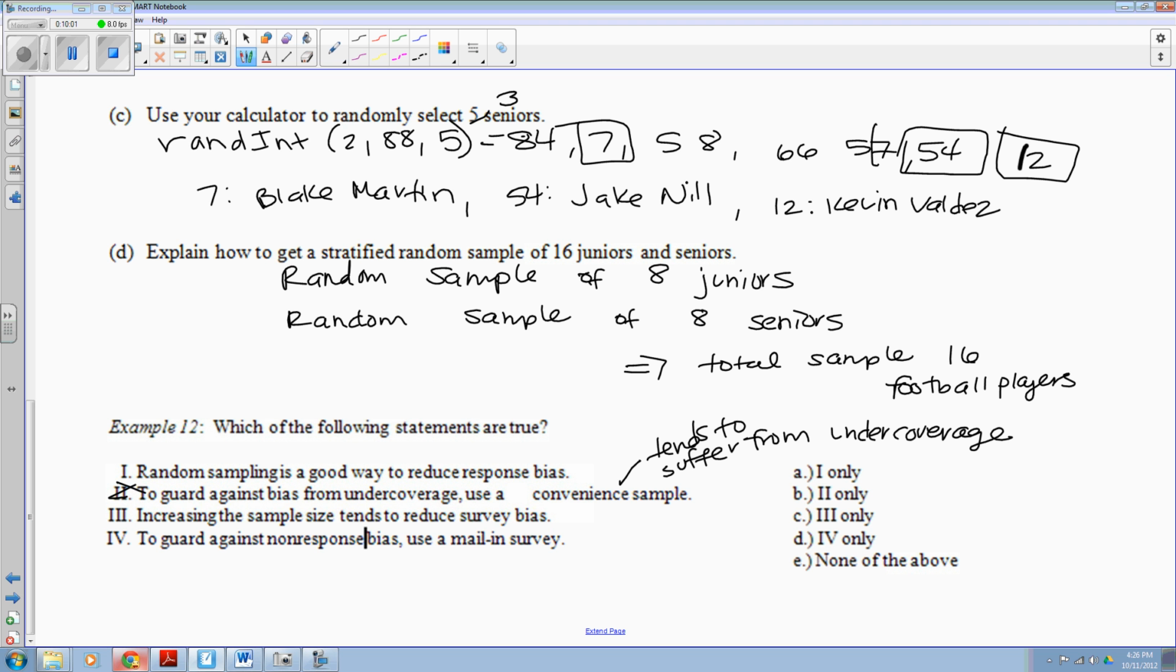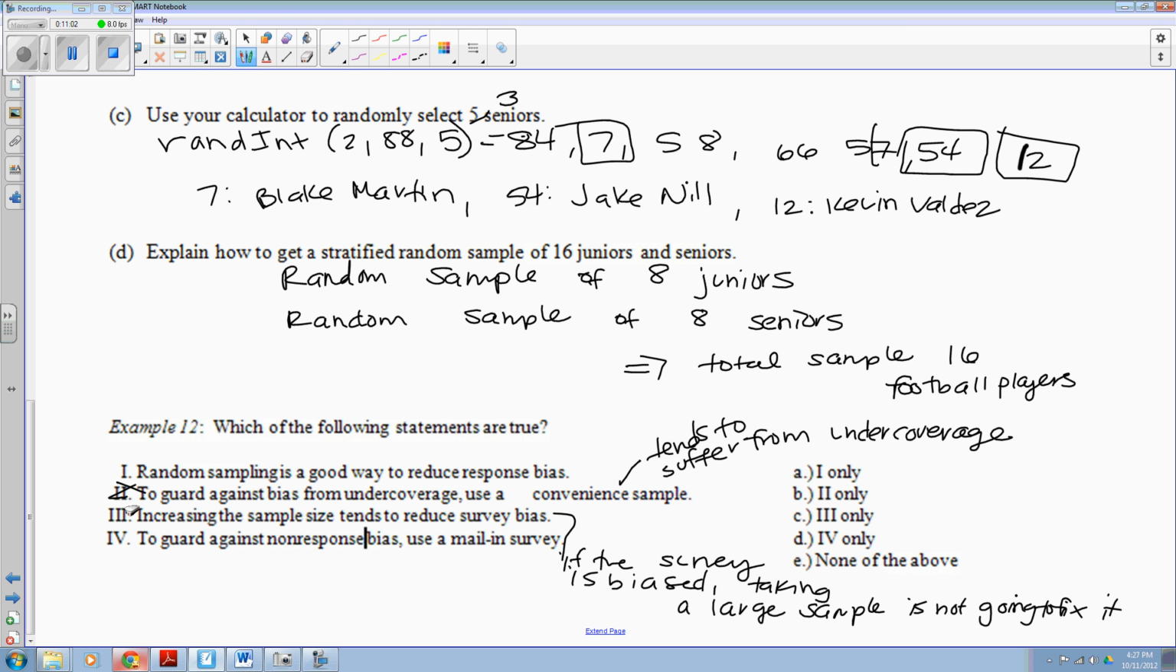All right, any other ones jump out at you? Let's see. What about increasing the sample size tends to reduce survey bias? Usually it is a good thing to increase your sample size, but survey bias means that there's something wrong with your question. Somehow the question itself is flawed, the survey is flawed, either how you're conducting the survey, there's something wrong with that. So just by taking a larger sample, it's not going to fix the bias of what's wrong with your survey. So in this case, if the survey is biased, taking a larger sample is not going to fix that. All right, so we can cross off number 3.